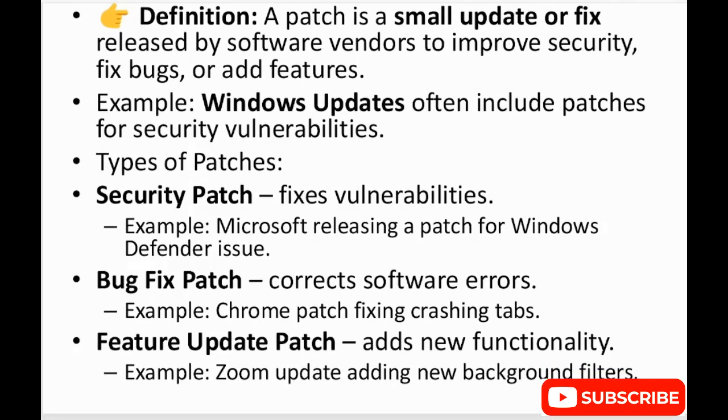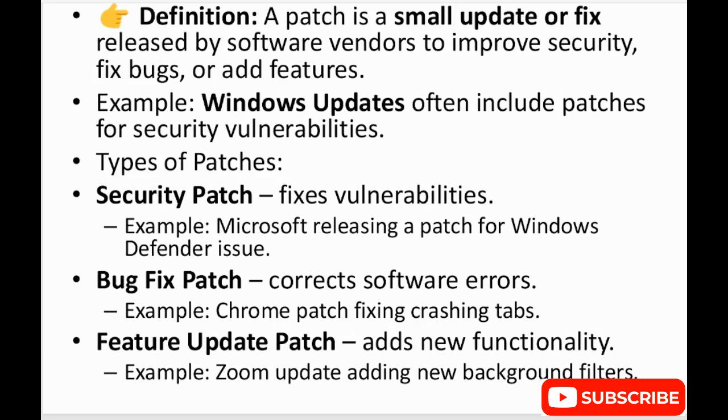Okay. Second one is the bug fix patch. This is to correct software errors. Suppose if any errors are coming, then there is a patch, the bug fix patch. Example is a Chrome patch fixing crashing tabs. Okay, if some tabs are crashing, in that case, just go and correct the error. You just follow this bug fix patch, and your software will perform properly and smoothly.